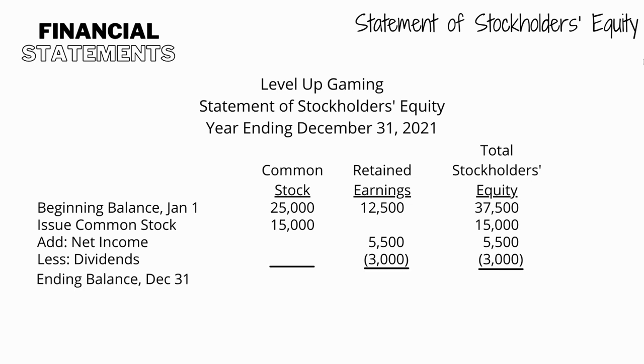The ending balances are figured out for each column. For common stock, you'll take $25,000 plus $15,000 to get $40,000. For retained earnings, you'll take $12,500 plus $5,500 minus $3,000 to get $15,000. For total stockholders' equity, you can add and subtract down the column, or you can add common stock and retained earnings across. Either way, you're going to get the same answer, $55,000.